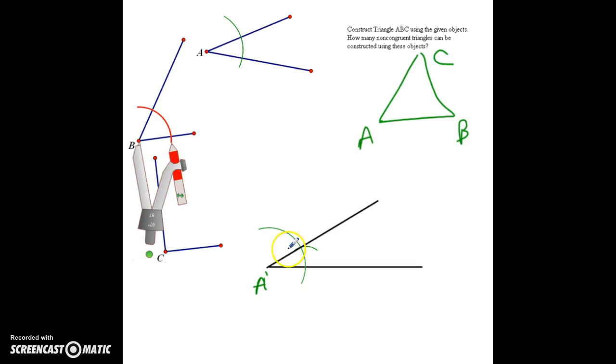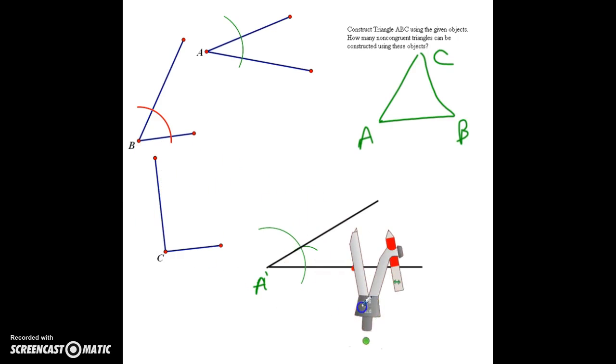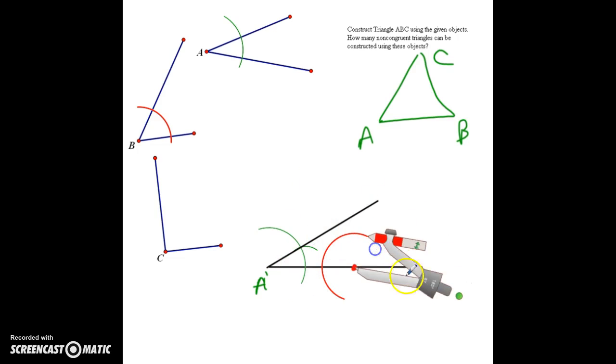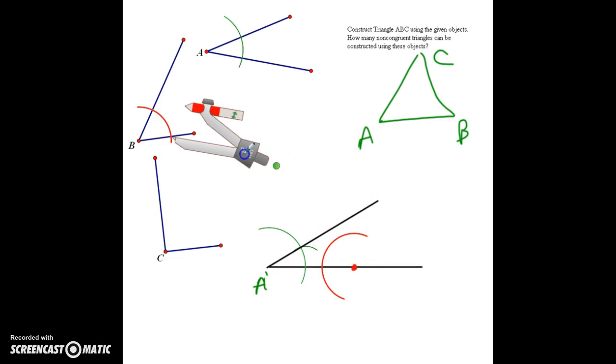Now, the only problem is I don't have a spot that I have to put it at. So I get to decide where I'd like my point B to start. I could make it right at the end here. I could make it right here. I think I'll do that right here. And I'm going to take my arc. I come right over here. And I would go and measure.